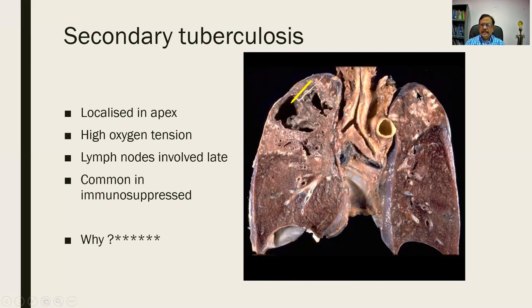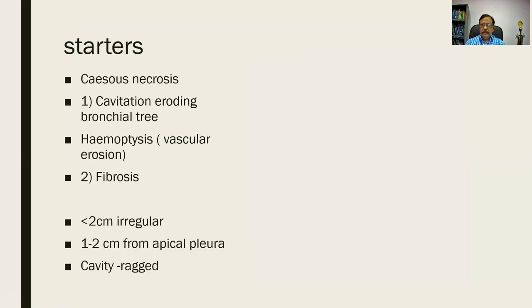And these are certain other things we had seen in the earlier class. I'm seeing some patchy areas of consolidation. So there is a caseous necrosis. The cavitation erodes the bronchial tree, and sometimes it will be eroding the blood vessels also, as a result of which the patient develops hemoptysis. Finally, when it heals, there will be fibrosis.